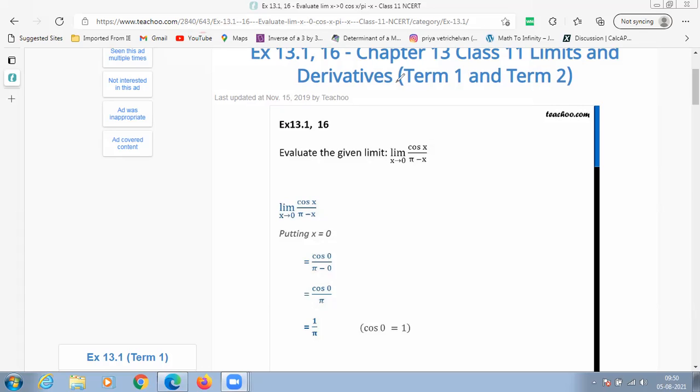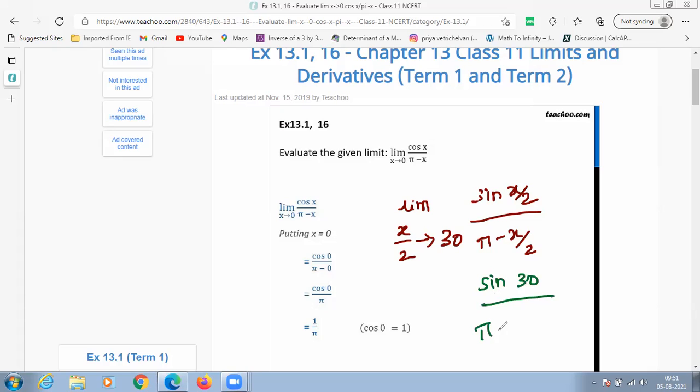Ma'am, I made a question and I found the answer. Okay, can you tell your question? Limit x by 2 approaches 30, sine x by 2 divided by pi minus x by 2. Okay, so how did you solve this? I substituted x by 2 as 30, so sine 30 divided by pi minus 30. So 1 by 2 divided by pi minus 1 by 2.